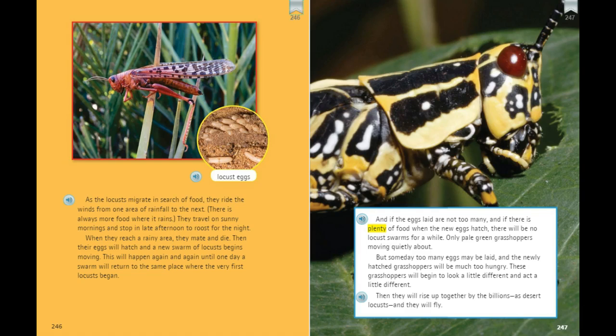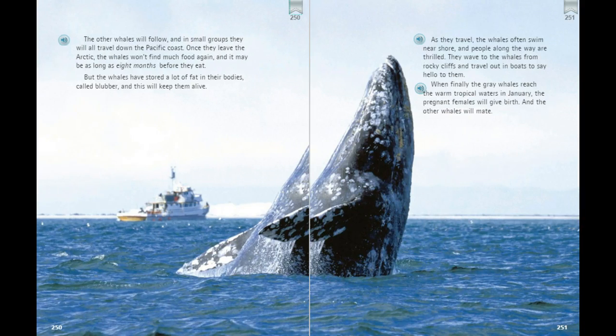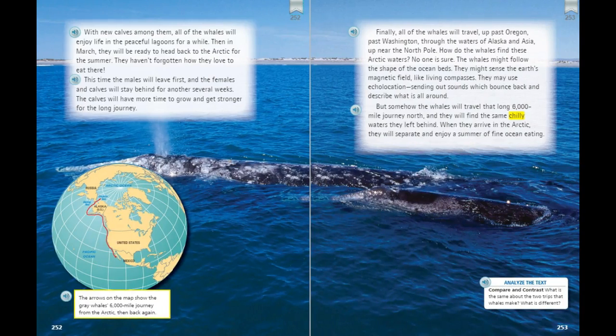How is the amount of food available for grasshoppers related to the reason that they sometimes become locusts? What is baleen? And how do you know? How are the winter changes in the Arctic seas connected to the whale's reason for migrating? How does the map on this page help you understand the text?